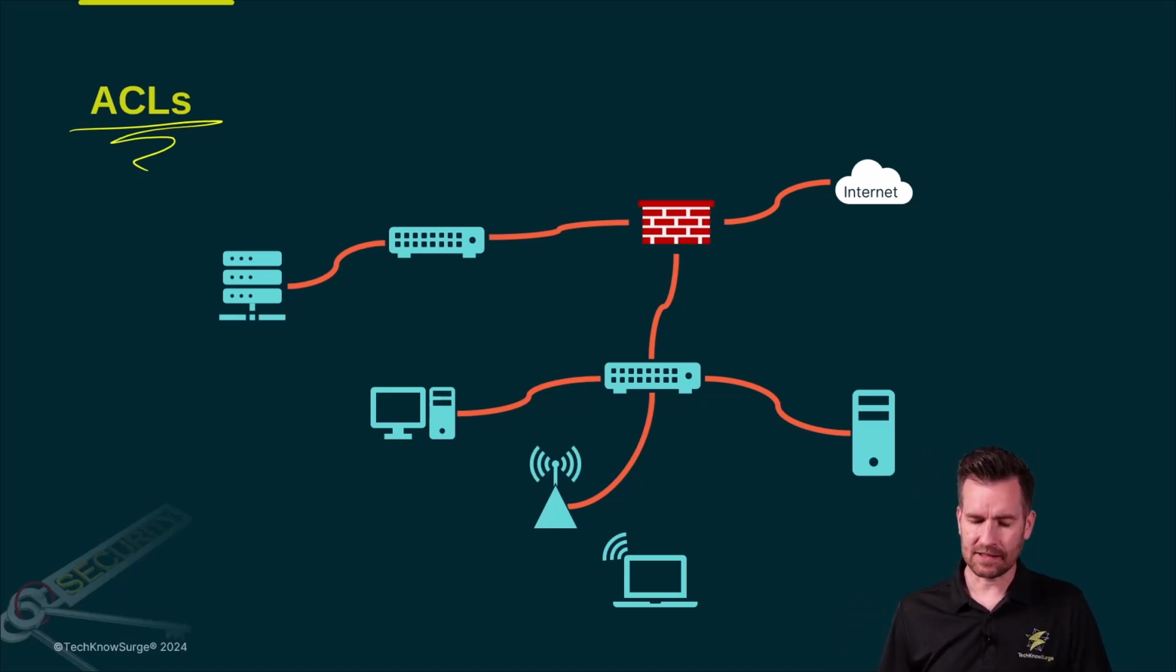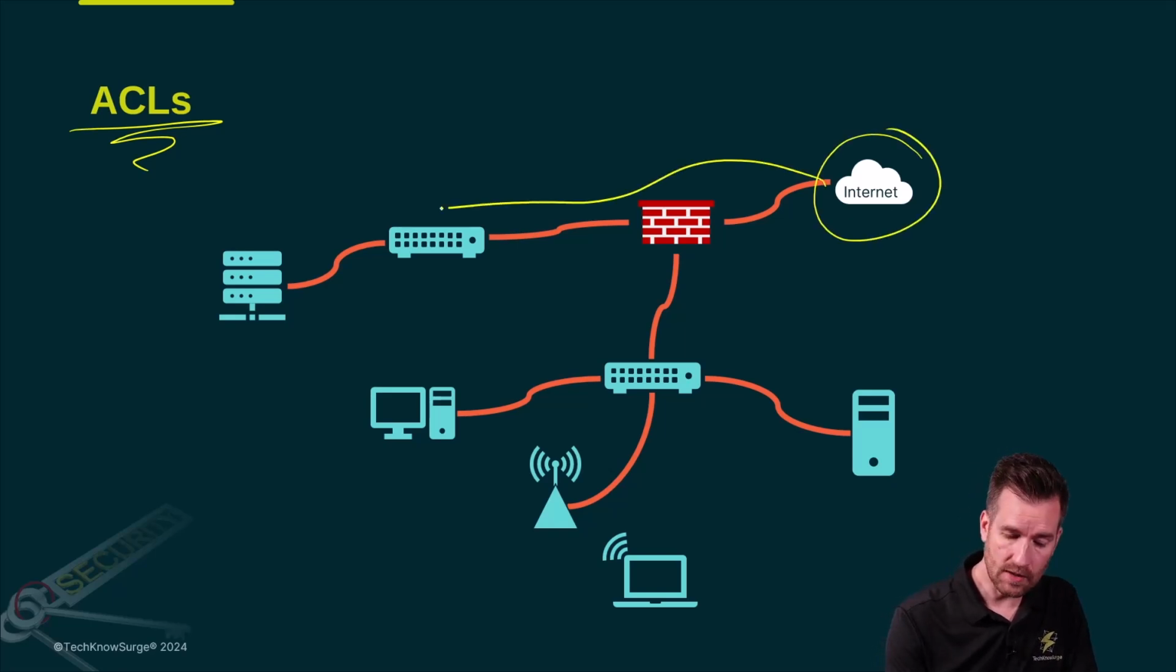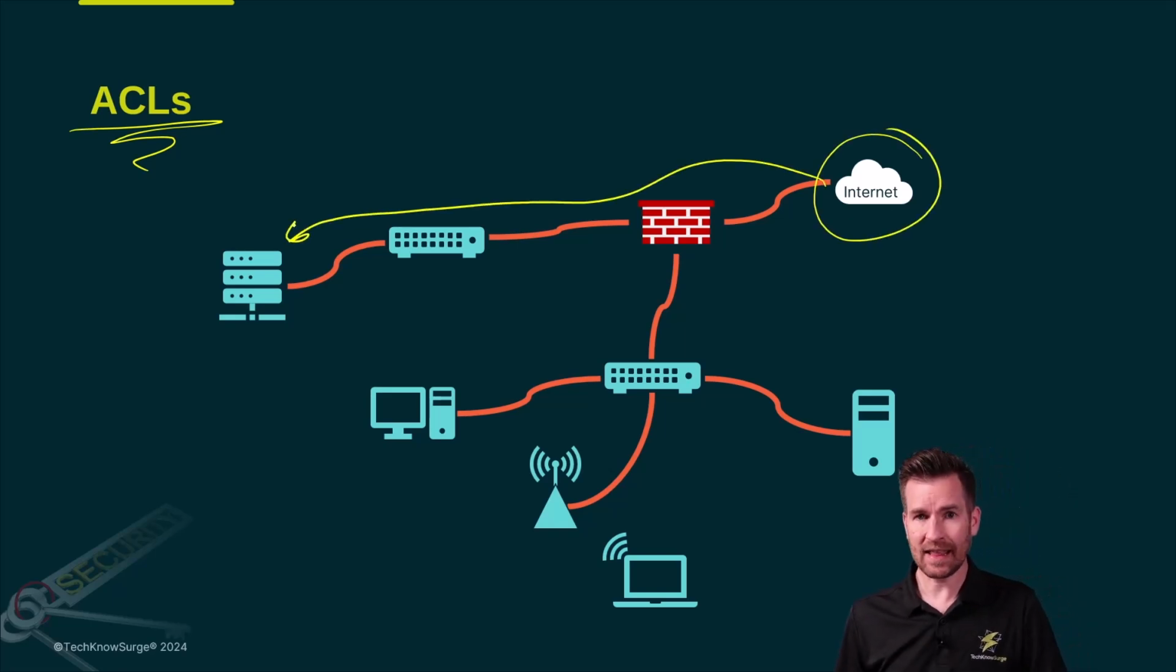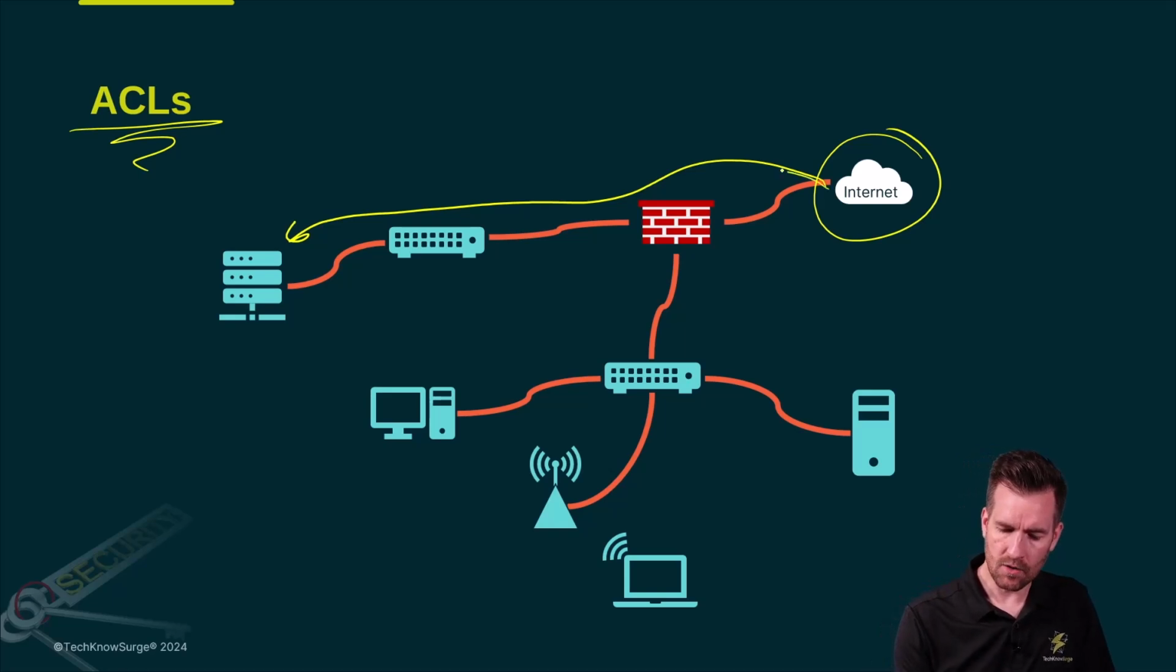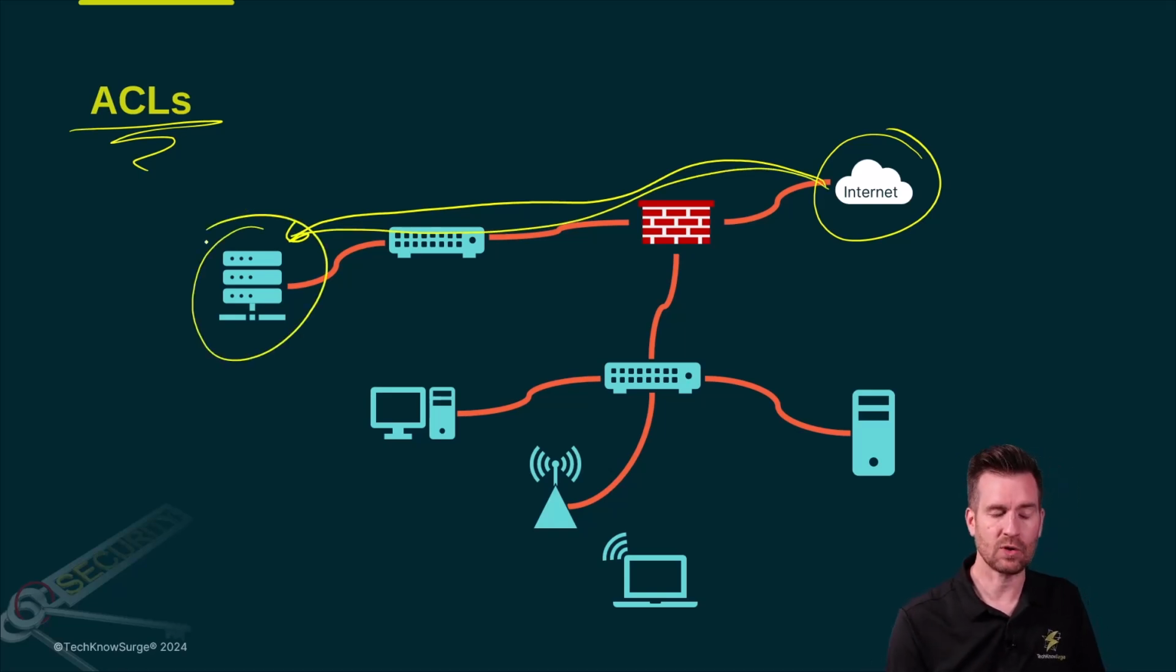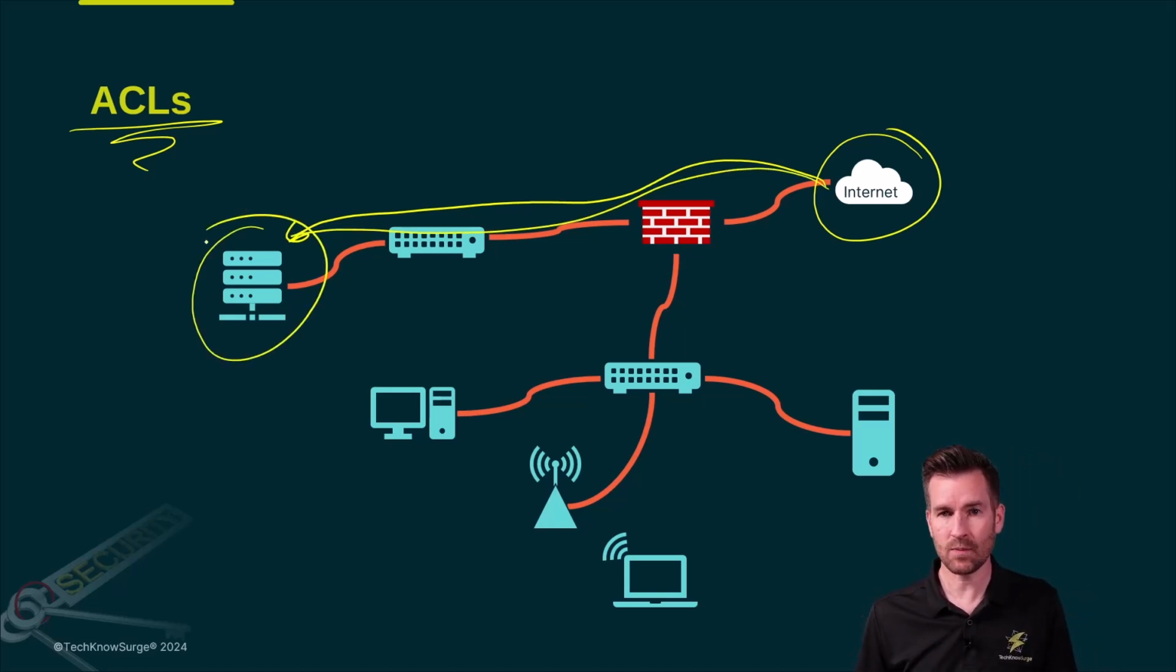You might have an access control list that says, well, allow people from the internet to get to our web servers. So that's another exception that traffic would be allowed because we want people to access our web servers. And that's what an ACL would allow us to do, is create rules that would allow that type of traffic.